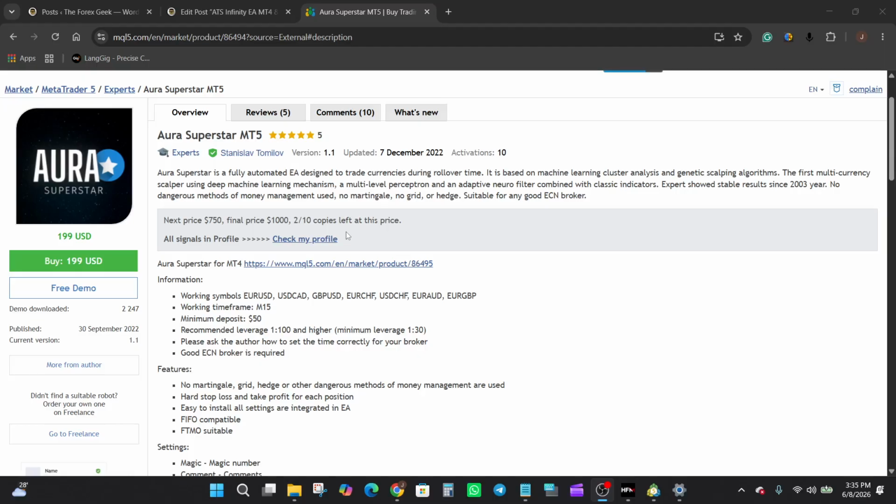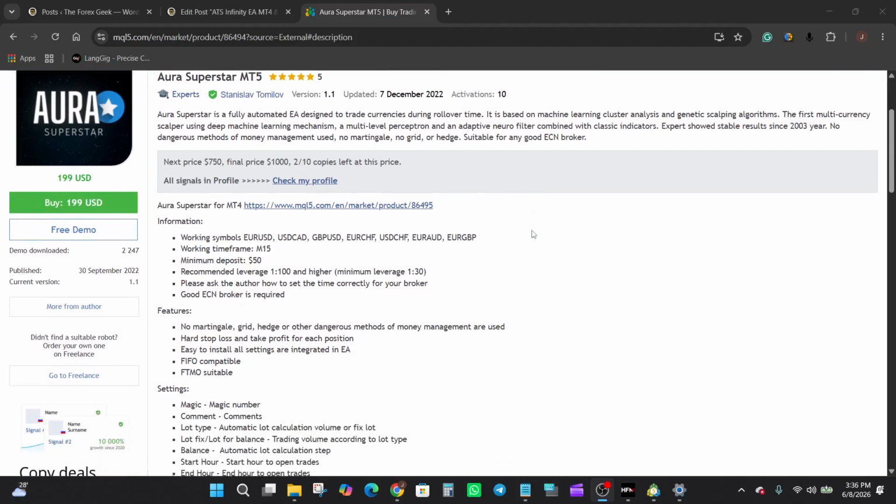Looking at the description, Aura Superstar is presented as a fully automated trading system designed specifically around rollover time trading conditions. That already tells me it's targeting a very specific time window in the market rather than trading continuously throughout the day. The system is described as using machine learning cluster analysis and genetic scalping techniques combined with adaptive neural filters and classic indicators. While the exact internal logic isn't fully visible, the key takeaway here is that it is designed as a multi-layered decision system rather than a simple rule-based strategy.